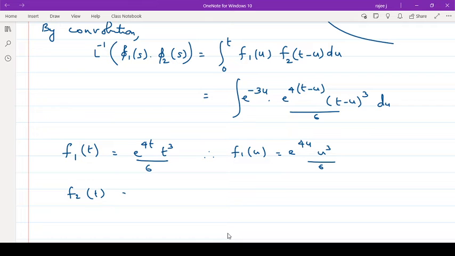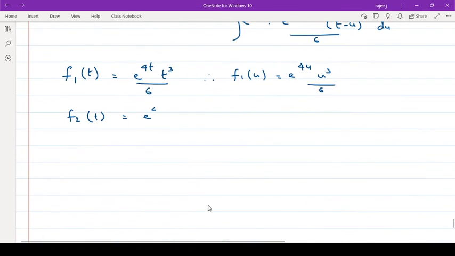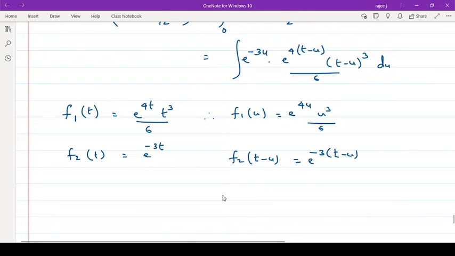And f2 of t, suppose we have taken it as e raised to minus 3t. Then f2 of t minus u will be e raised to minus 3 into t minus u. So while integrating you are going to put these two things together.